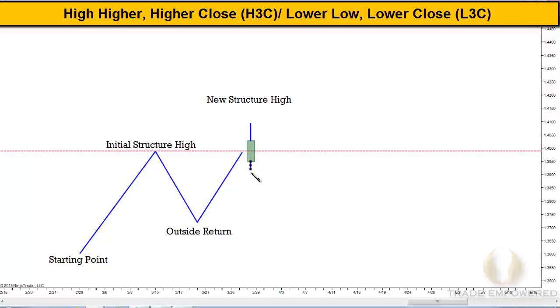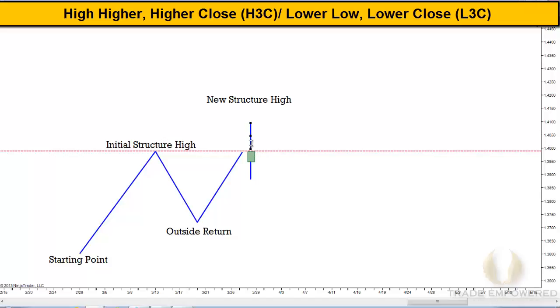Again, what we need is a higher high, higher close. Beautiful looking candle, by the way. So if this candle, say we're on an hourly chart, throughout the time this candle is forming, if this candle spikes up here, but closes below this initial structure high, again looking left, then we are still not in a bullish trend because we don't get that higher high, higher close. We get a higher high, but we do not get a higher close above this level.